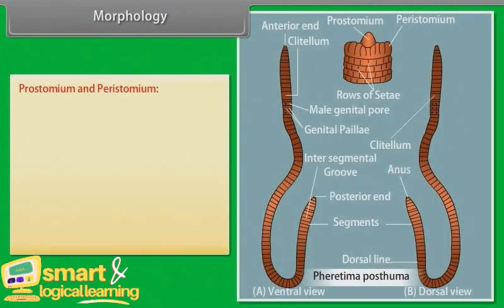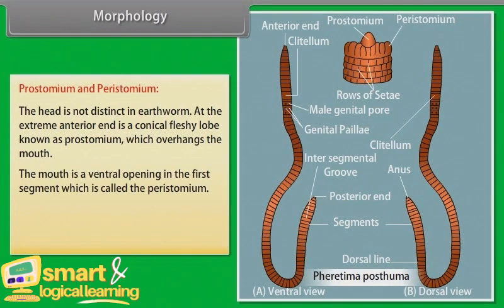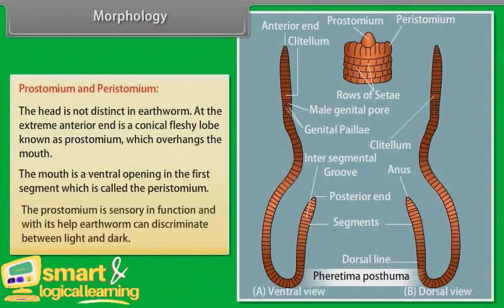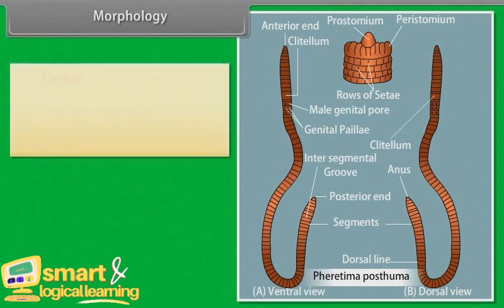Morphology. Prostomium and peristomium. The head is not distinct in earthworm. At the extreme anterior end is a conical fleshy lobe known as prostomium, which overhangs the mouth. The mouth is a ventral opening in the first segment, which is called the peristomium. The prostomium is sensory in function, and with its help, earthworm can discriminate between light and dark.